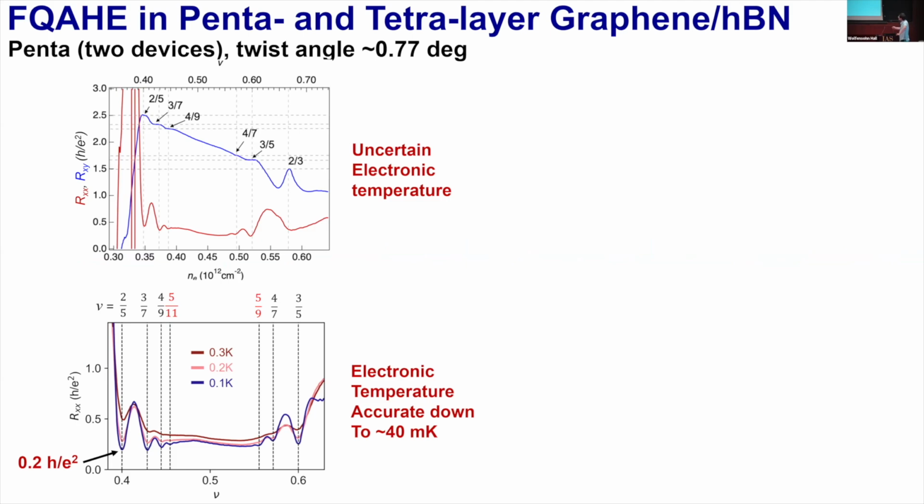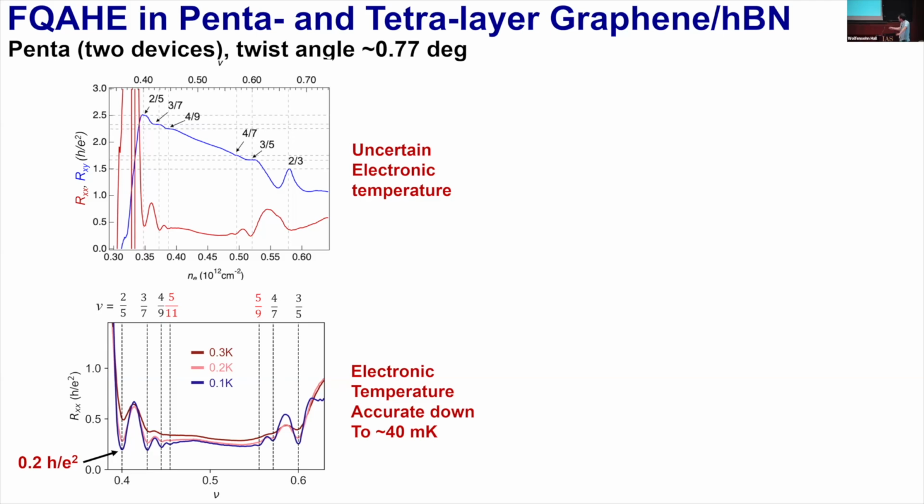This is what was published last year. You see these nice plateaus and dips in Rxx, but Rxx doesn't go to 0, right? It's on the order of 0.5, 0.4 h/e squared. It's a pretty big residue. And now we can access an electronic temperature of about 40 millikelvin through filtering of the lines, because that's important for the graphene devices where electron-phonon coupling is weak. And as you can see, this is the same device, just measured again at the base temperature. This is not base temperature, but 300, 200, 100 millikelvin.